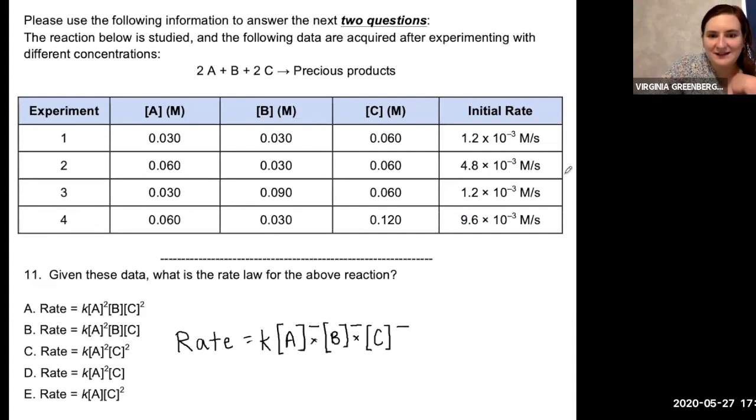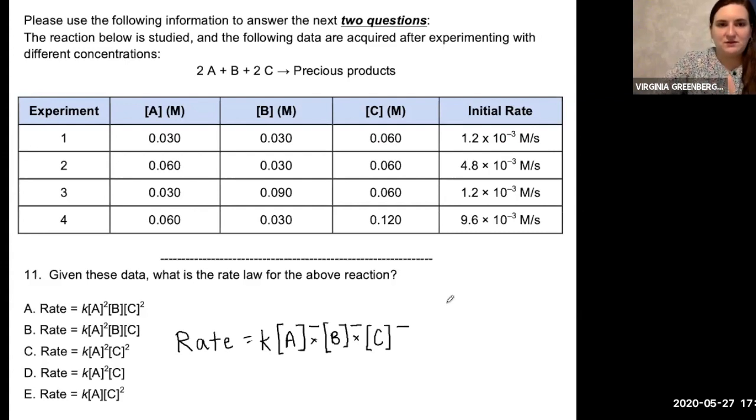Okay, and so now we have the question that you've all probably been waiting for, which is the table of data question. We're trying to figure out the order for each of these three reactants. What I've done here is just written, rate is going to be k times A to whatever its exponent ends up being, times B to the power of whatever its exponent ends up being, times C to the power of its exponent.